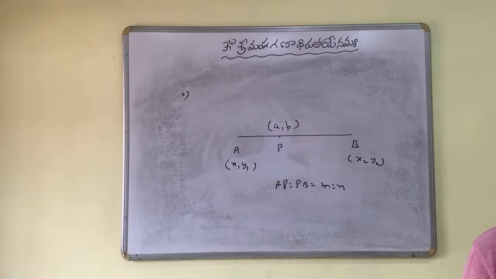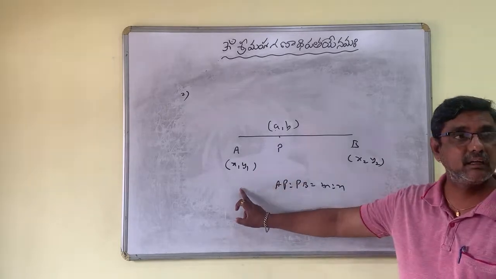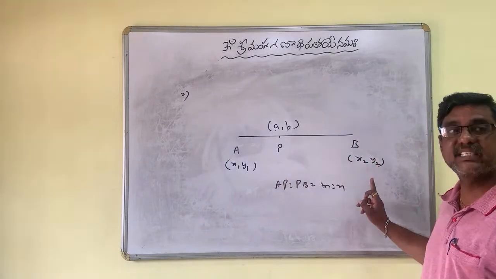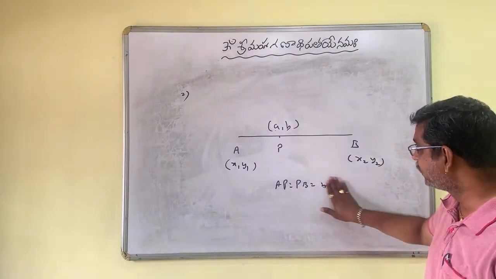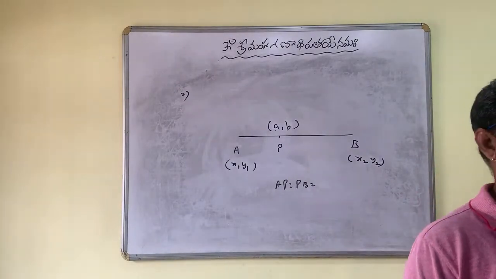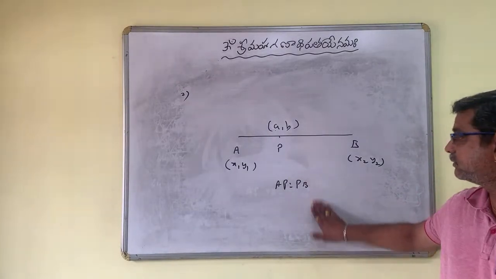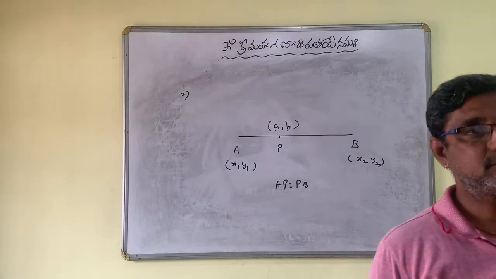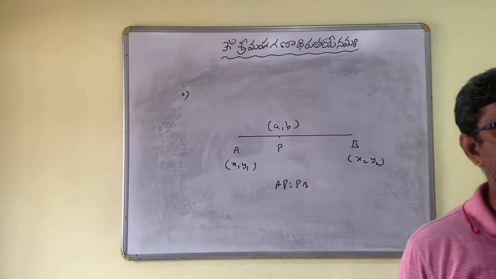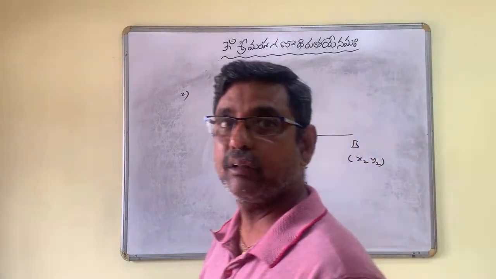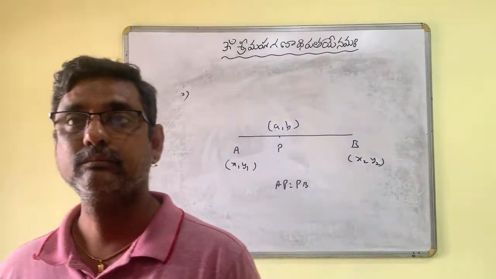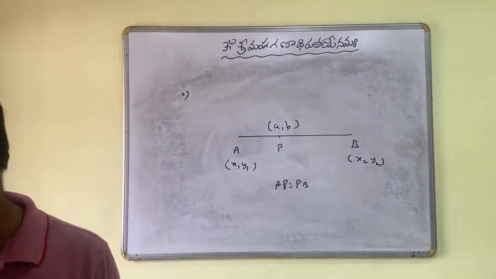Coordinates are given. A coordinates given, B coordinates given, P coordinates are also given, and we need to find out the ratio. This is the second type of questioning. Okay, now we need to find out the ratio. One example we'll see.